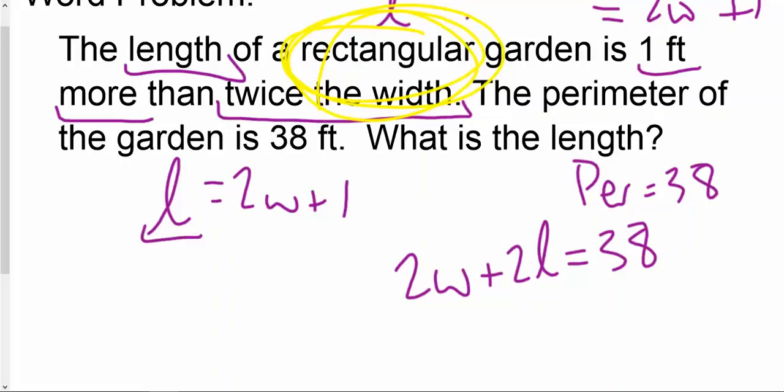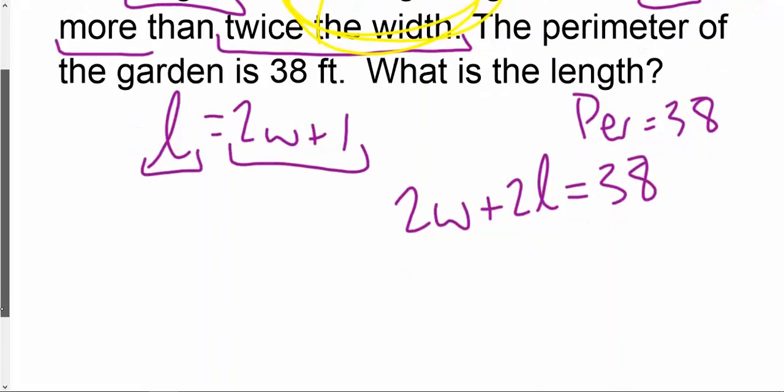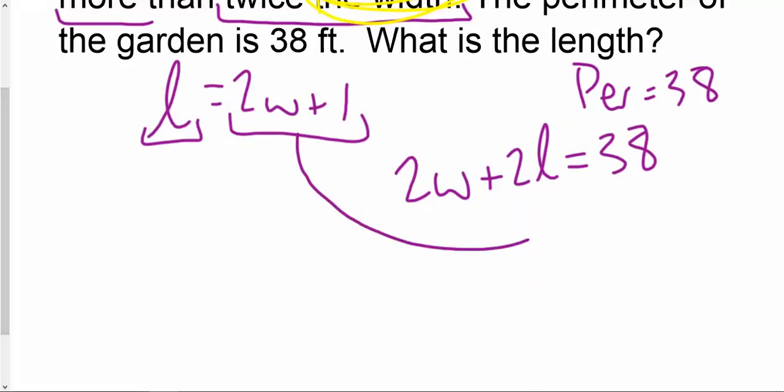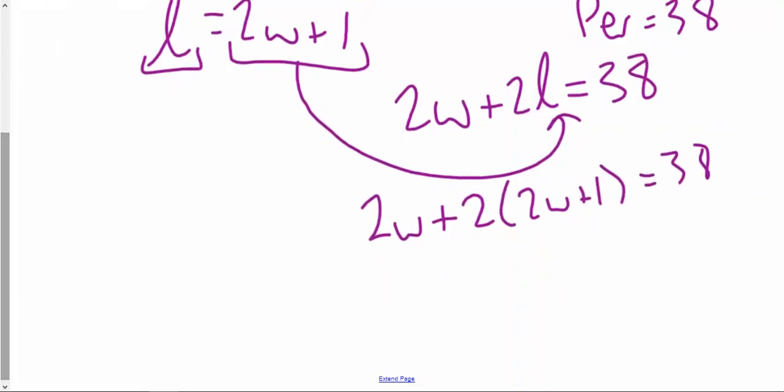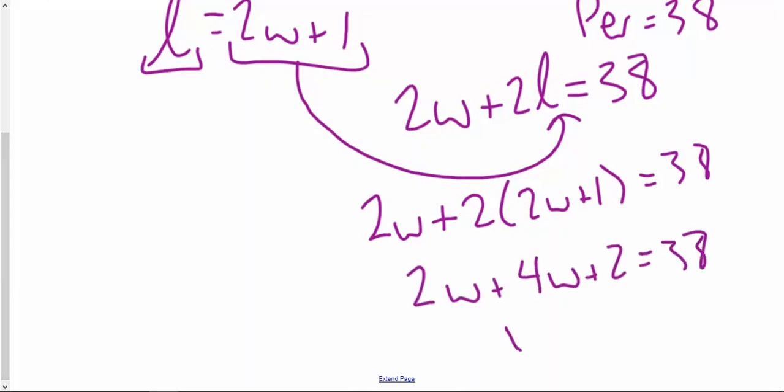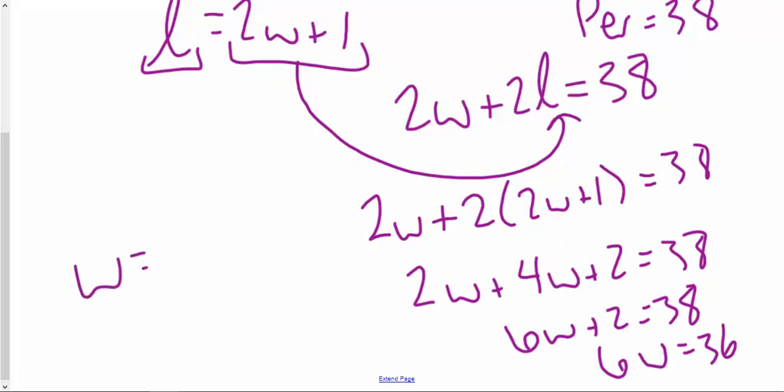Well, hey, we already said L is 2W plus 1. So let's replace L with 2W plus 1. This gets us 2W plus 2 times 2W plus 1 equals 38, which is 2W plus 4W plus 2 equals 38, or 6W plus 2 is 38. So that gives us 6W is 36. That tells me that the width is 6.